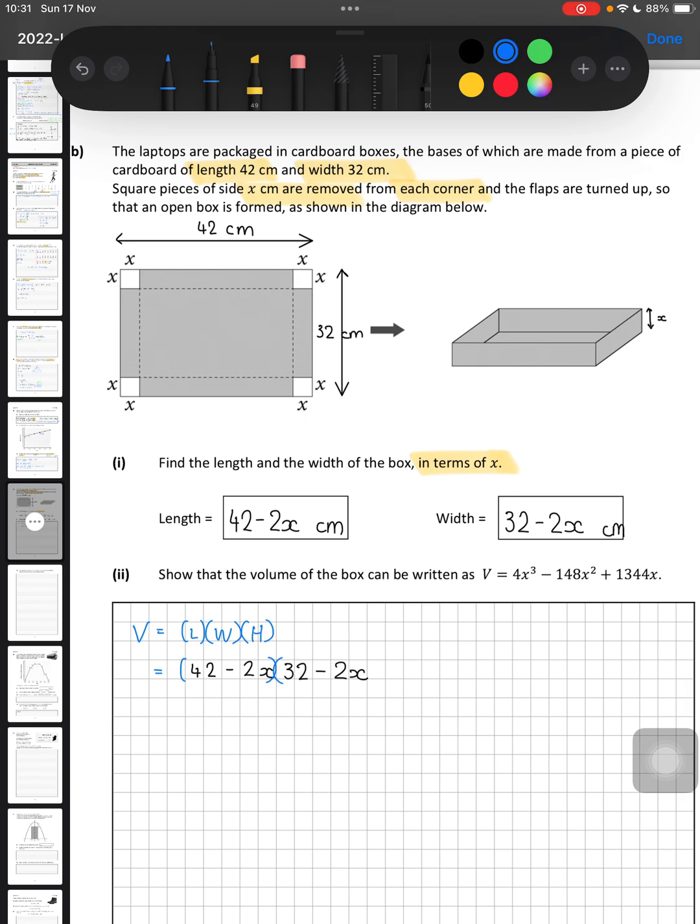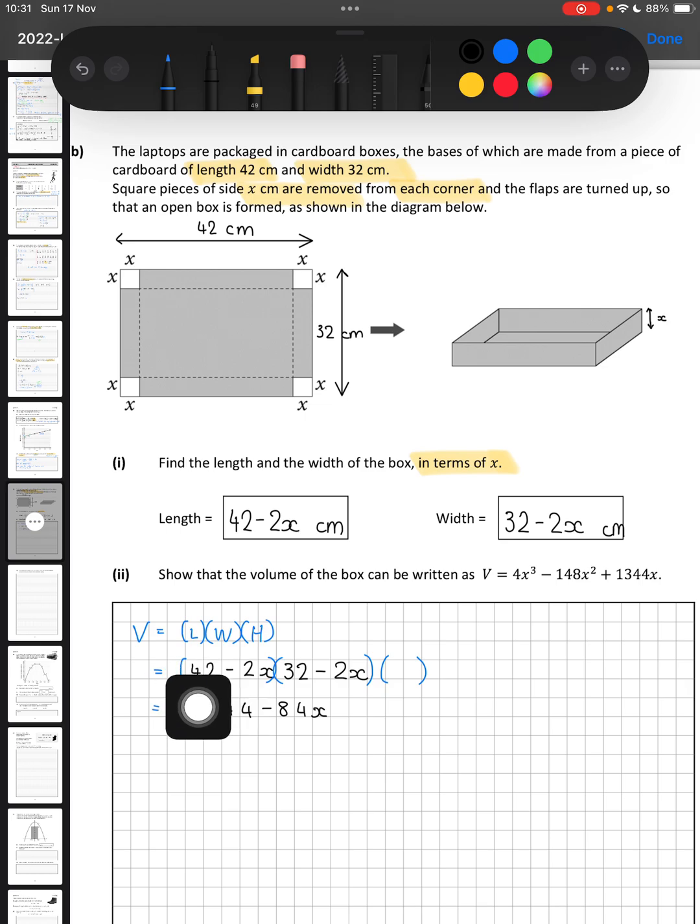Now some people got that and they didn't know what the height was that they were multiplying by. Now if that's the case and you multiply these out, look at what happens when you multiply them out. Just watch what happens when we multiply those first two sets out. So remember 2 brackets here. Everything in the first bracket has to multiply everything in the second bracket. So 42 times 32, I'm getting 1344. Then 42 by minus 2x is going to give me minus 84x.